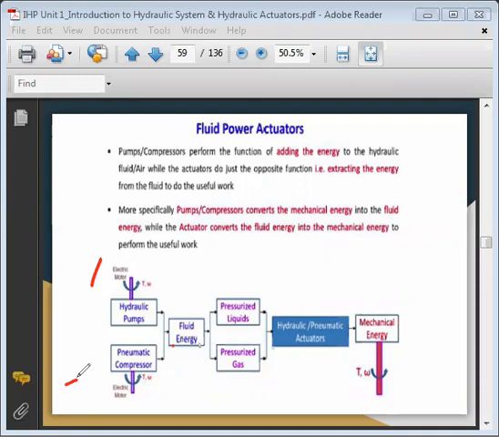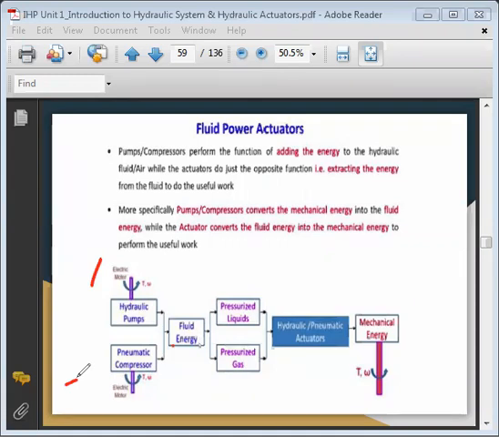For the pump and compressor, we require torque and angular velocity, which will be converted. We are going to convert that energy into fluid energy. Please remember, whether pump or compressor, they take the electric energy.